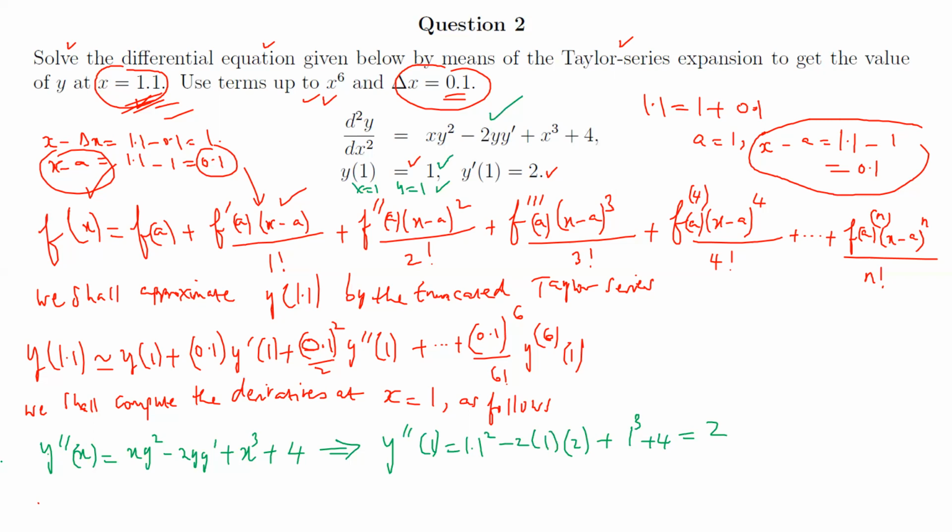The next thing is we shall do the other derivative. So the other derivative is computed as follows. We shall do the third derivative of the function y at x. Here we're going to use the product rule of differentiation because we have a product of x and y squared, for example.